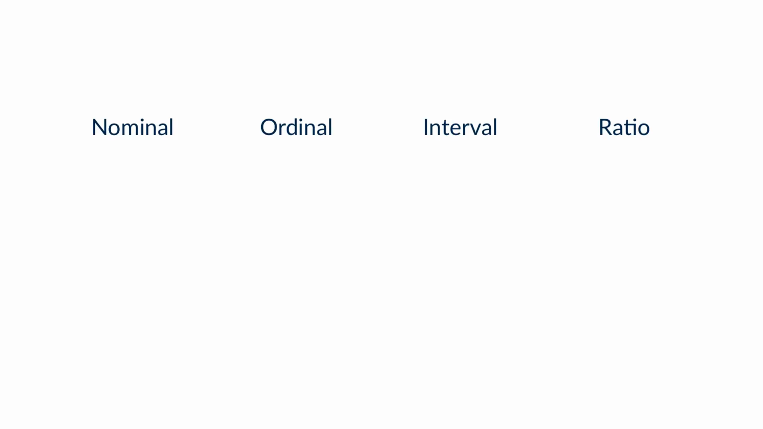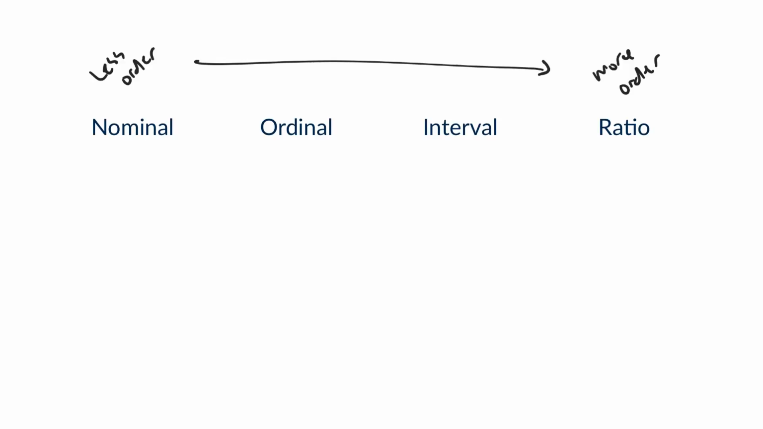So here is one way to classify our data. It's sort of a hierarchy that we can take a look at. And of course, we're going to go from less order on this side to more order on this side. And that's not necessarily a good or a bad thing. It's just an indication of what we've got.